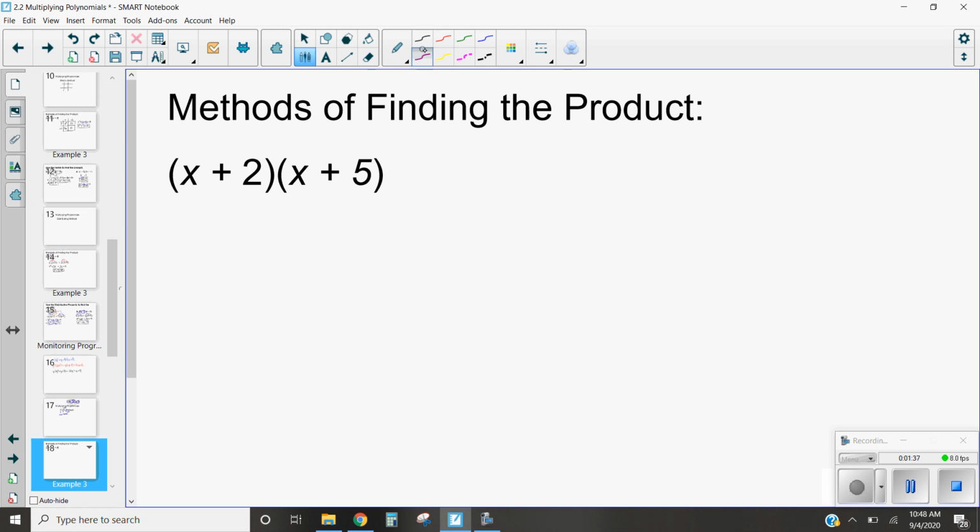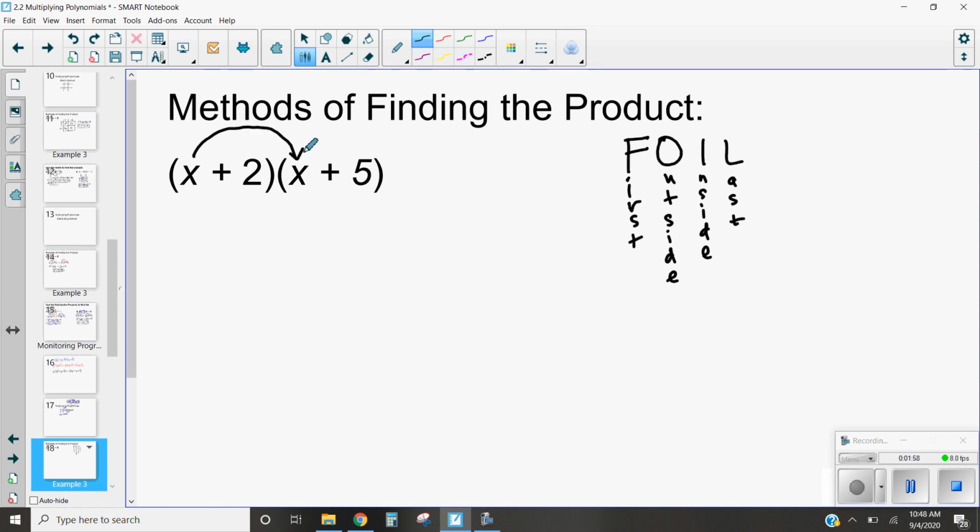So we are going to be using the FOIL method. So first, outside, inside, last. That's what FOIL stands for. So let's take a look at this. Let's multiply my first number. So I'm going to do this number times this number. And that's going to give me x squared, right?